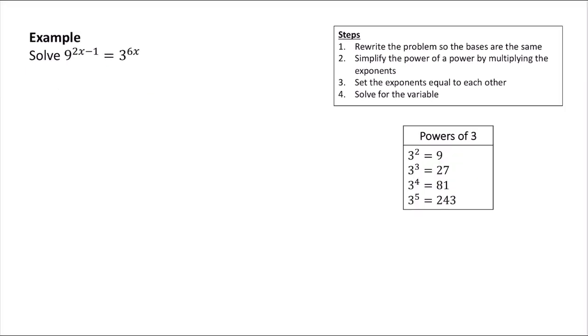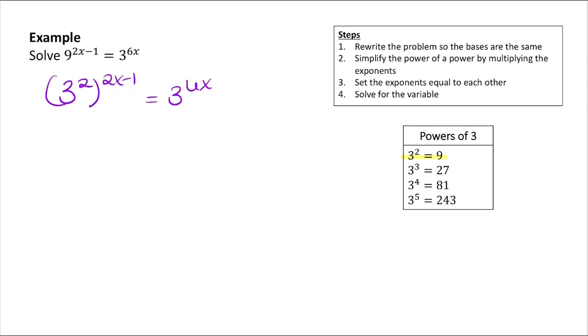Now let's try this example. You can see here we have 9 to the 2x minus 1 equals 3 to the 6x. In our chart, we can see that 3 squared is equal to 9. So we can rewrite that 9 as 3 squared. So we have 3 squared to the 2x minus 1 equals 3 to the 6x. What you may be wondering is how we're going to work with this left side.